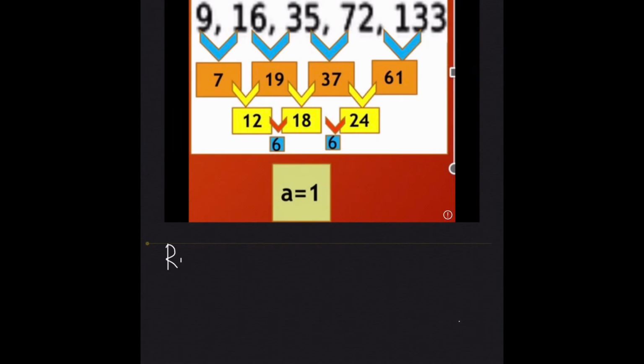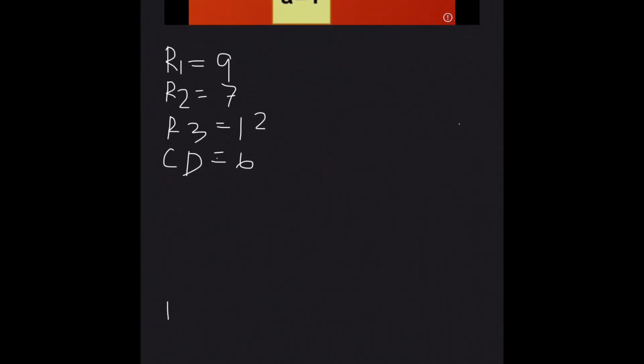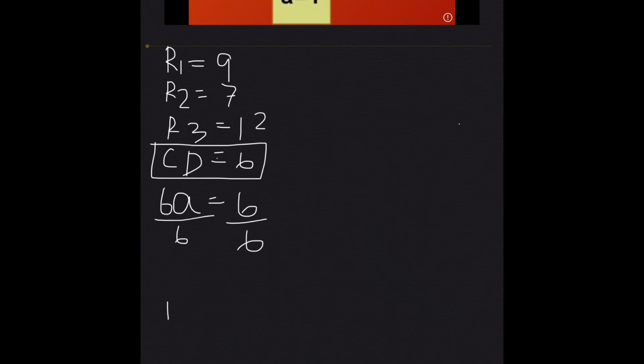Here is our second sequence. I will take note of the first term in each row. Row 1 is equal to 9. Row 2 is equal to 7. Row 3 is equal to 12, and the common difference is 6. To find the value of a, we will use the formula 6a is equal to the common difference, which is 6. So that is 6a equals 6. We divide both sides by 6. That gives us a is equal to 1.